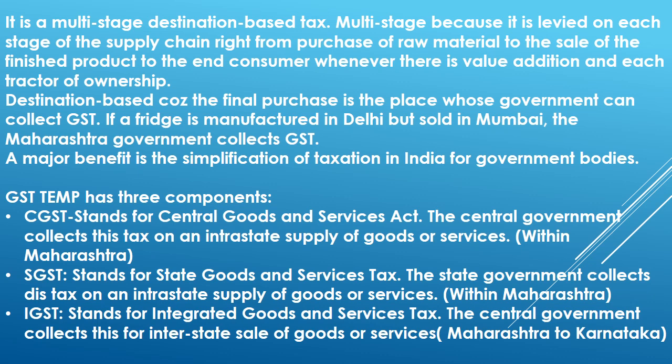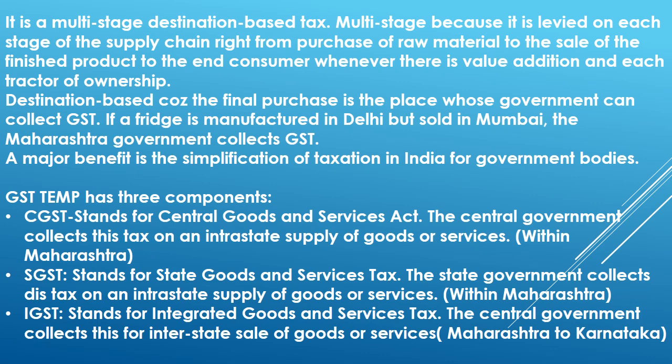Multi-stage because it is levied on each stage of the supply chain, right from purchase of raw material to the sale of the finished product to the end consumer, whenever there is value addition and each change of ownership. Destination-based because the place of final purchase is the place whose government can collect GST. If a fridge is manufactured in Delhi but sold in Mumbai, the Maharashtra government collects GST. A major benefit is the simplification of taxation in India for government bodies.